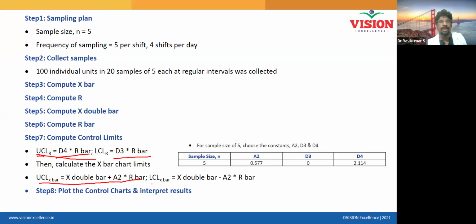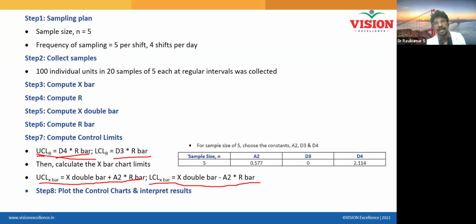Don't worry, guys. You don't have to remember any of these things. This is just for your knowledge because you must know how these things are getting calculated, right? That is why we are doing it. So lower control limit is equal to X double bar minus A2 into R bar. Using this formula and substituting the constants, we are going to calculate the value.